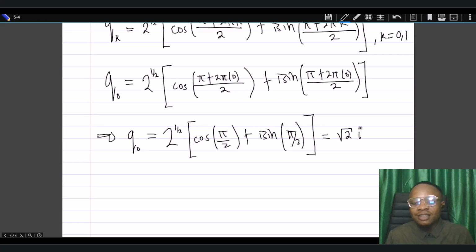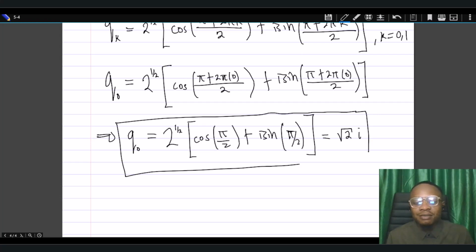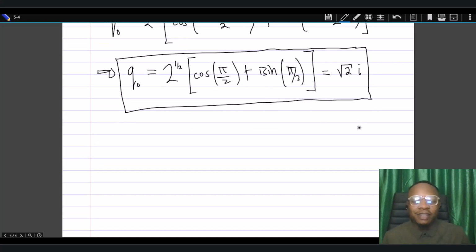So this is telling us our result is root 2i for this part. So we can keep it like that. Any of these forms can be used to express that first root. Then the second one, that's what we get when q equals 1.